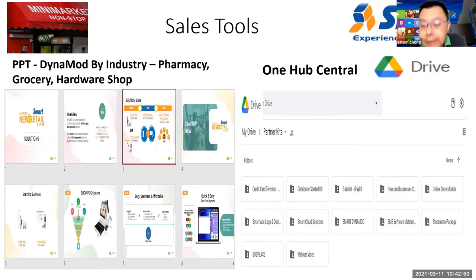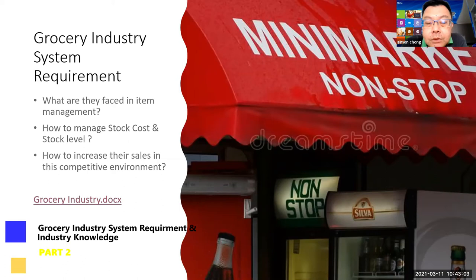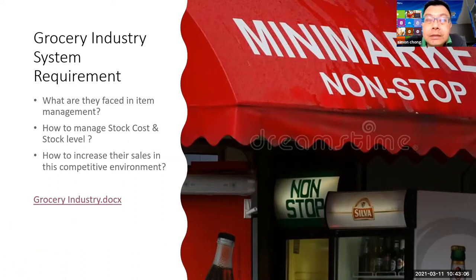Okay, now we come back to our today's objective. Grocery industry. Do you know what kind of basic requirement when you talk to this group of people? We need to understand, actually, under this industry, how they manage item maintenance, then how to manage stock costs, and then how to manage the stock level when it comes to minimum level. Lastly, they always talk about how to increase their sales, because the grocery industry now is very competitive in the market. Do you agree on that? That's why today we cover this. Let me show you how we convince this kind of group of people.